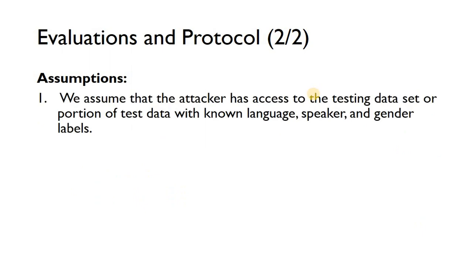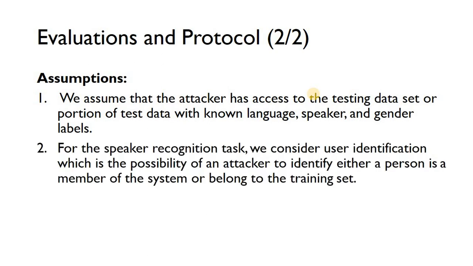We assume here the attacker, that is the adversary, has access to the testing data or a portion of test data where he knows some labels about the language, speaker, and gender labels. And then for speaker, we use user identification where the attacker wants to know whether the person is a member of the system or belongs to the training set.